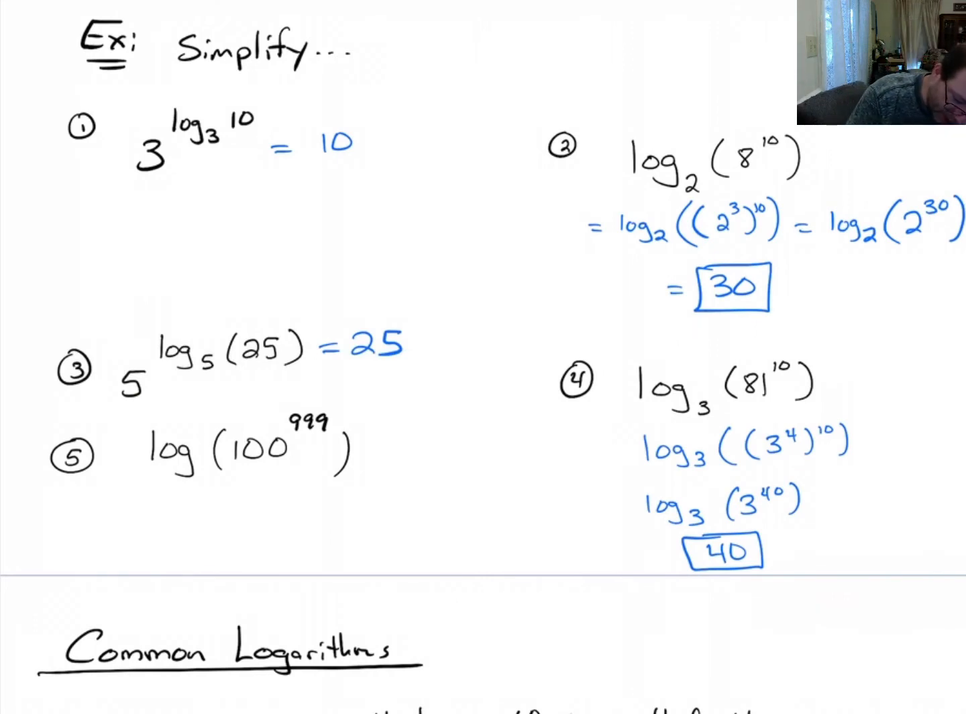But let's see, log of 100 to the 999. Let's see, 100 is 10 squared. Notice one thing, this is coming up. If there's no base written here, it's implied to be 10. So this is log base 10. 100 is 10 squared to the 999. So 2 times 999 is 1998. So the answer here is 1998.